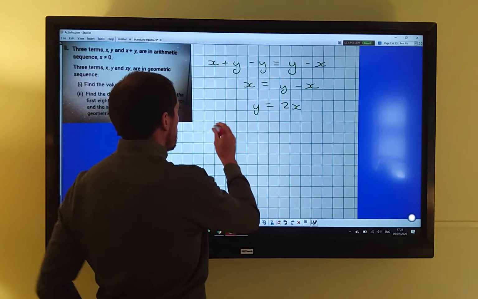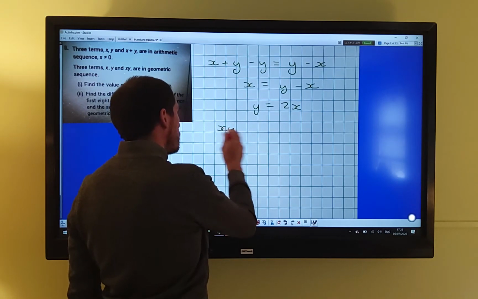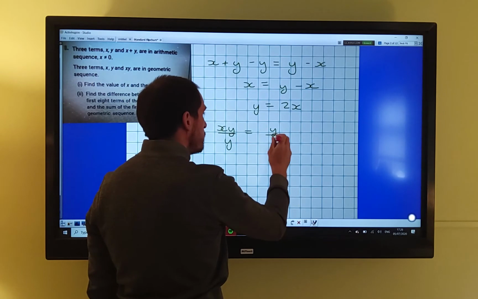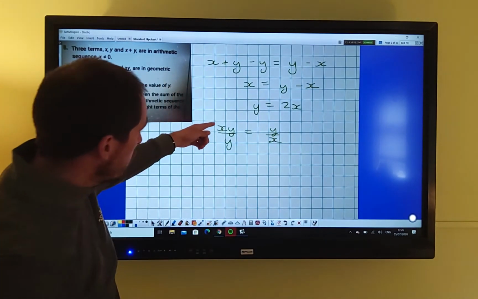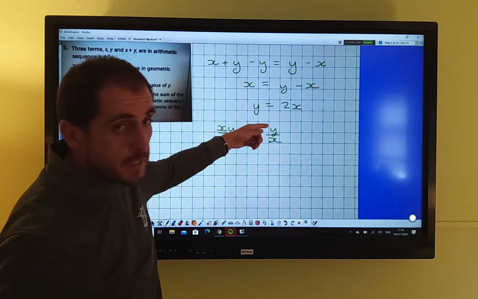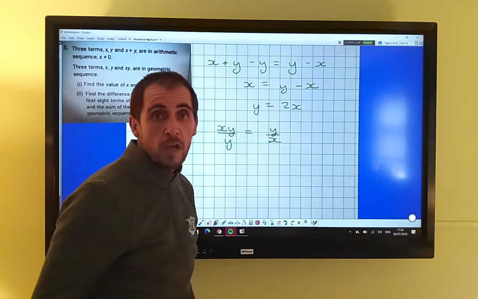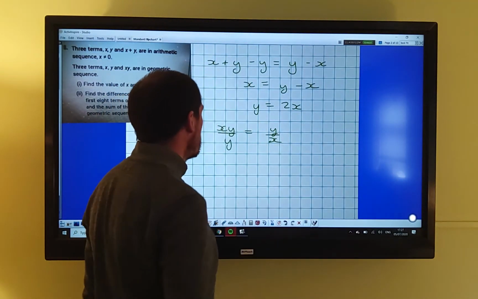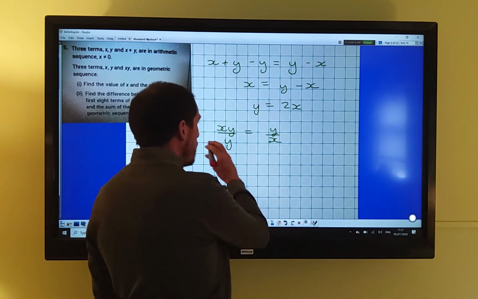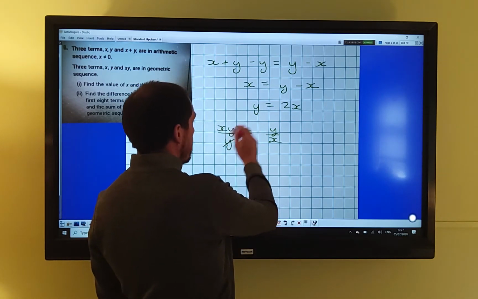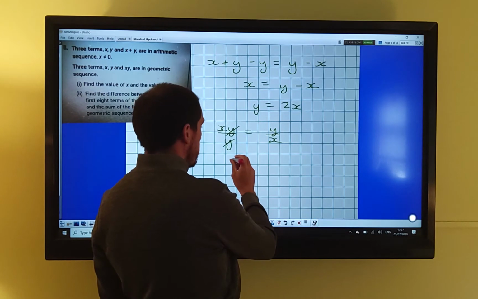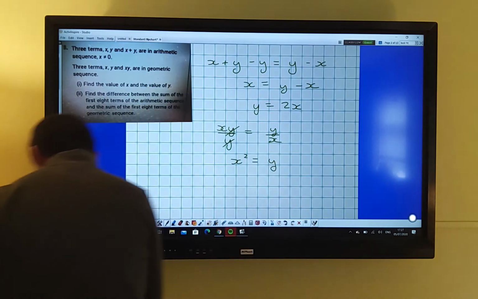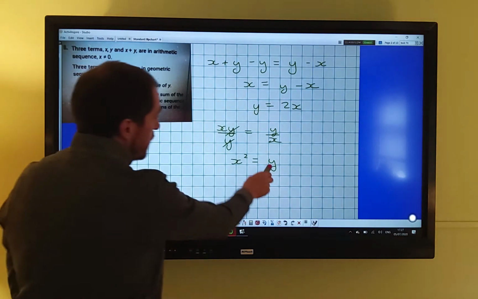The next part we have is the geometric one. So I can say that xy divided by y is equal to y divided by x. That's the third term divided by the second term is equal to the second term divided by the first term. And that's the way a geometric sequence works. So if I multiply across now, that cancels, and I multiply both sides by x, so I get x squared is equal to y, or y is equal to x squared.